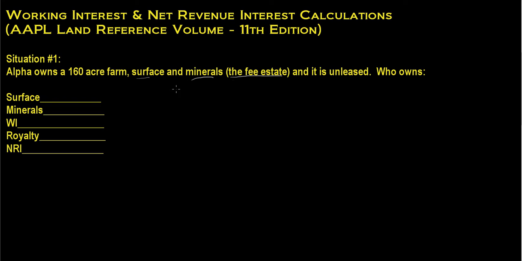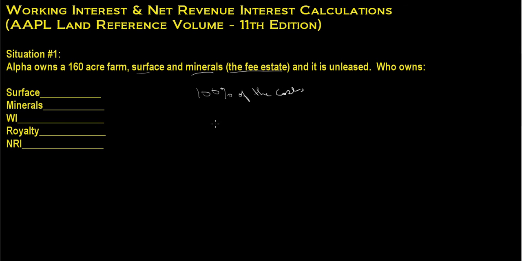If this owner wants to drill an oil and gas well, he is going to have to pay for 100% of the costs. But as a benefit, he's going to be able to achieve 100% of the revenue or of the profits.